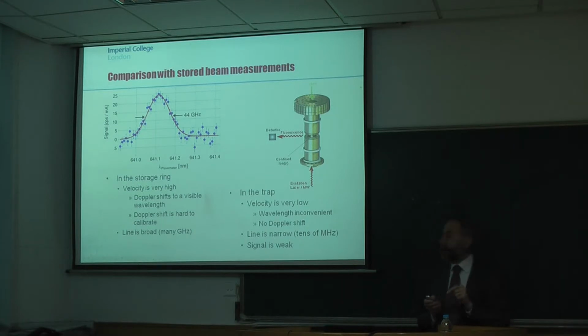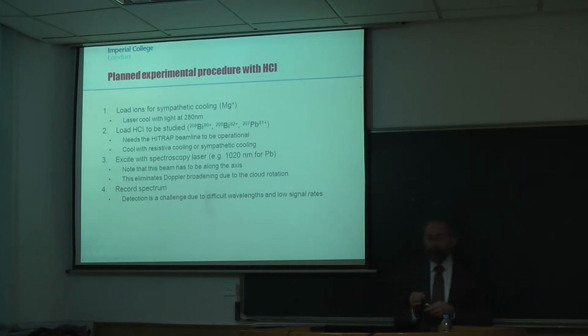And what we can do in the trap is the velocity is then very low. Well, it's effectively zero, and that means that there's no Doppler broadening and there's no Doppler shift. So this width here will become about 30 megahertz rather than 40 gigahertz. And also there's no Doppler shift, so you don't need to do any calibration. But the downside is that the signal is then very weak, and the laser is more difficult for the reasons that I said. So this is what the experiment would look like.